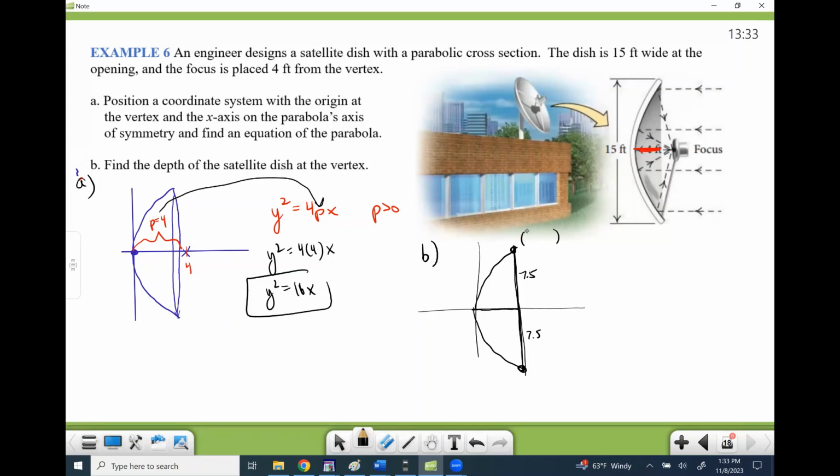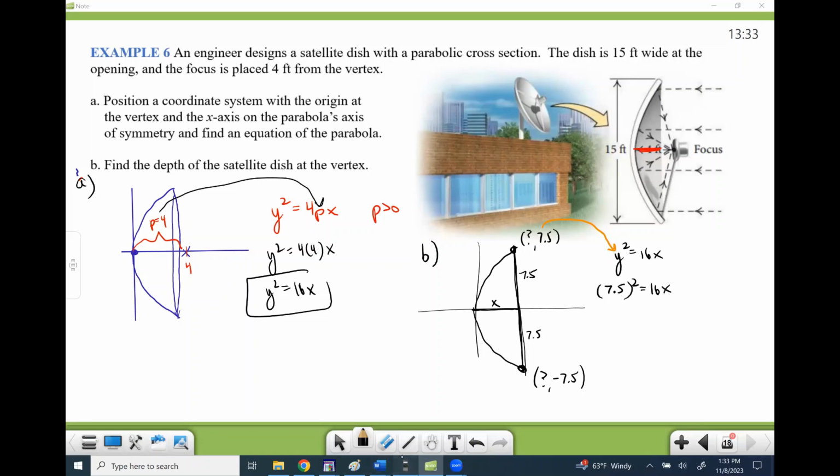So I'm just going to put question mark, 7.5. Similarly, for the bottom one, it's the same x value, negative 7.5. So some x value, negative 7.5. Now, that x value, that question mark, that's what we want because that's how deep this satellite dish is. That's what we're trying to find. So we're going to take the formula that we got in part B, and substitute that 7.5 in for the y, and we'll solve for the x. We'll find out what question mark is. Okay. All right. So we're going to put 7.5 in.